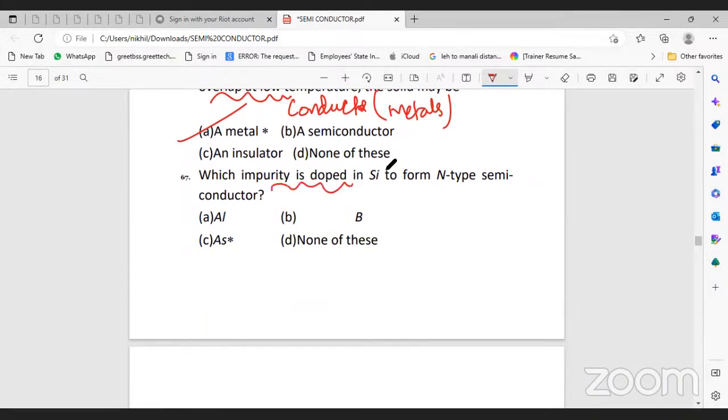Which impurity is doped in silicon to form an N-type? N-type means it is a pentavalent. For pentavalent, it should be doped with arsenic.